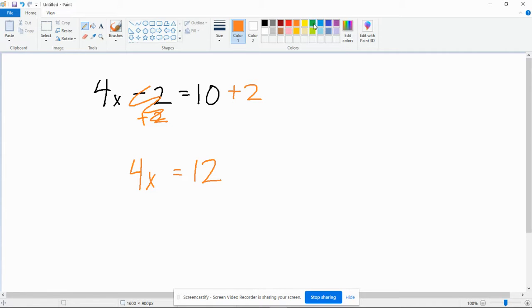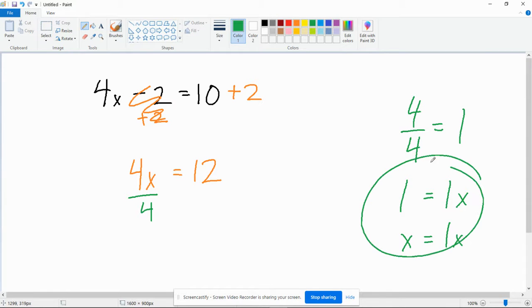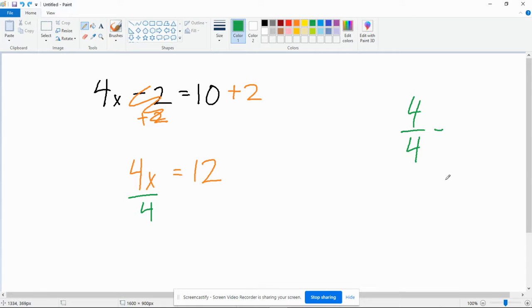So what we're going to do here, let's just change color again. We're just going to divide this by 4, right? Because 4 divided by 4 equals 1. Let's look at that over here. 4 divided by 4 equals 1 whole. And 1 is the same as 1x, right? Exactly the same thing. Or you could say x is the same as 1x. It's all the same thing. It gets really confusing, but really try and look past it. It's all the same thing.